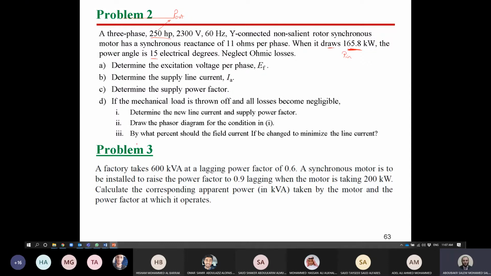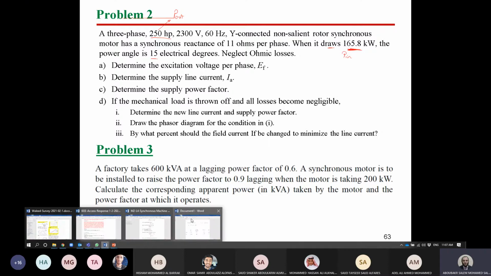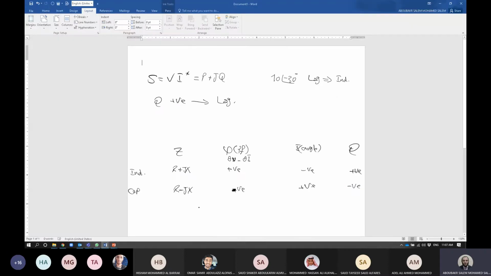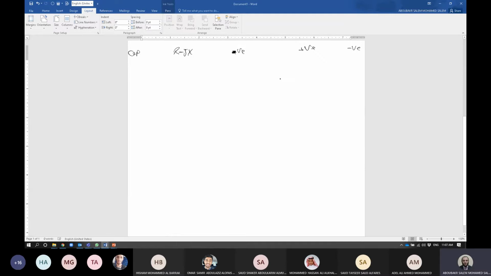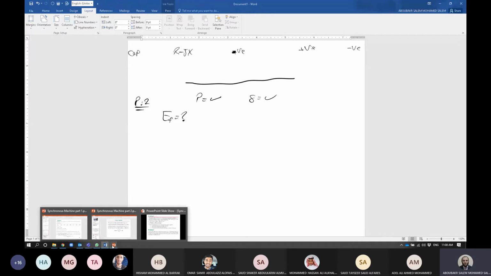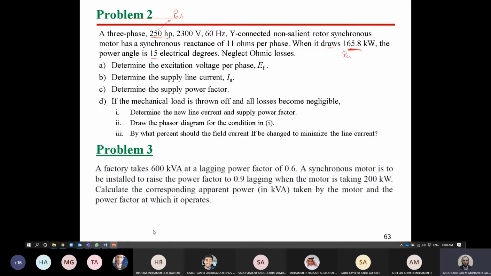Let's solve it in the Word file here. So we have now example or problem number 2. We need the value of EF, where P is given and delta is already given. I would like to solve it in numbers with you, to understand how we can substitute in relations. Here we have power of 165.8 and 15 degree delta.